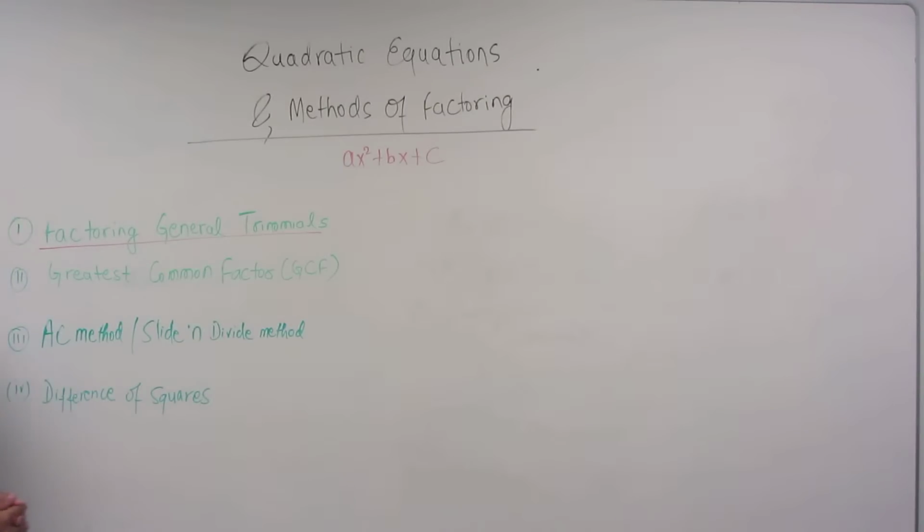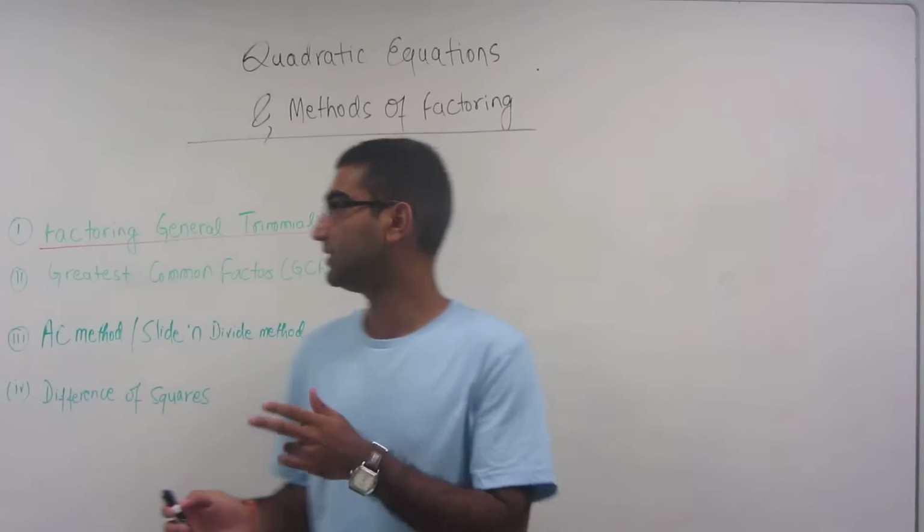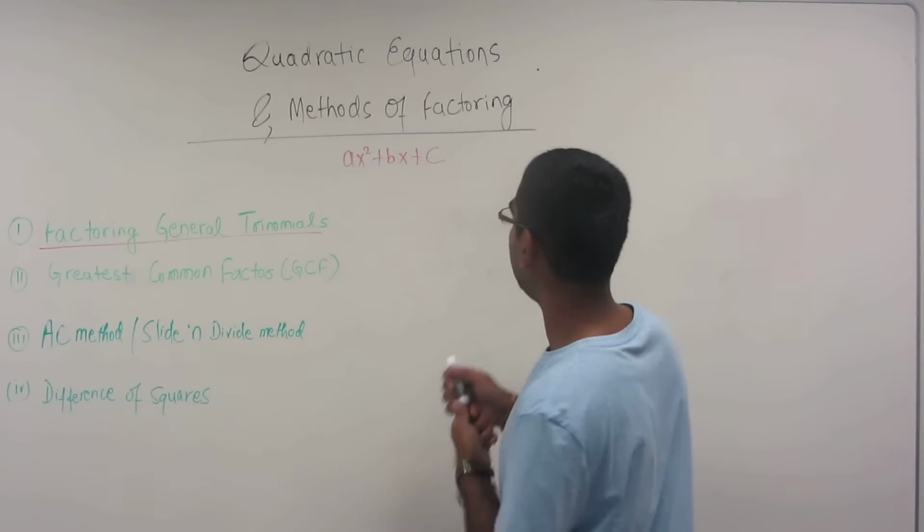Okay, now the next method that we're going to talk about is the greatest common factor and the AC method slightly. But now the next example is going to cover both of these at the same time. Now let's look at that.